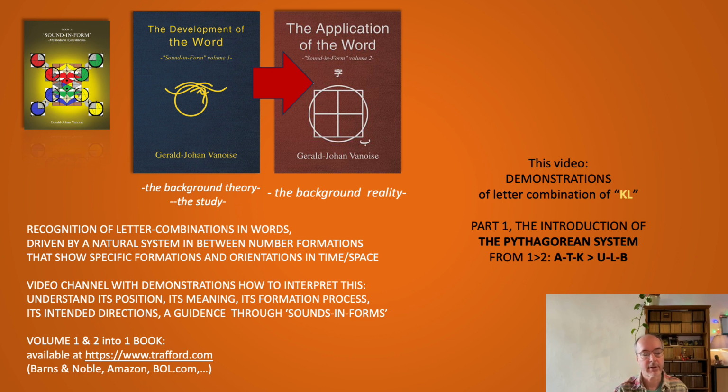The book has a theory that is developed in the development of the word and which has some extensions in the application of the word. The theory is explaining the letter combinations. It also says that there is a natural system, and I will say that it is a kind of system that is as natural as numbers are. It is also somewhat in between numbers as well.